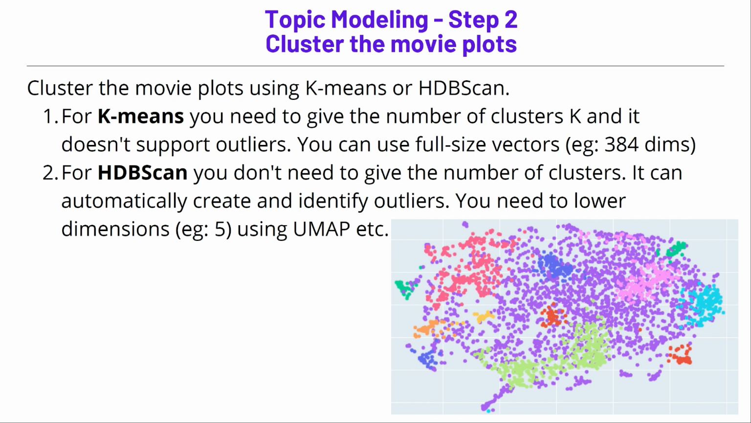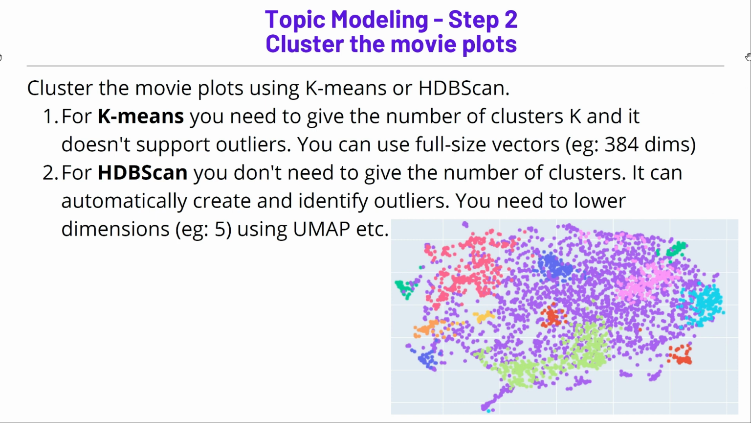How we can cluster them is, because now we have this 384 dimensional vector and we have 3000 of those, we can cluster them automatically using algorithms like k-means or HDBSCAN. With k-means, we need to give the number of clusters that we want, which is k, and it also doesn't support outliers. What that means is that among all the 3000 movie plots, every movie plot has to belong to one particular cluster among the k clusters that we define.